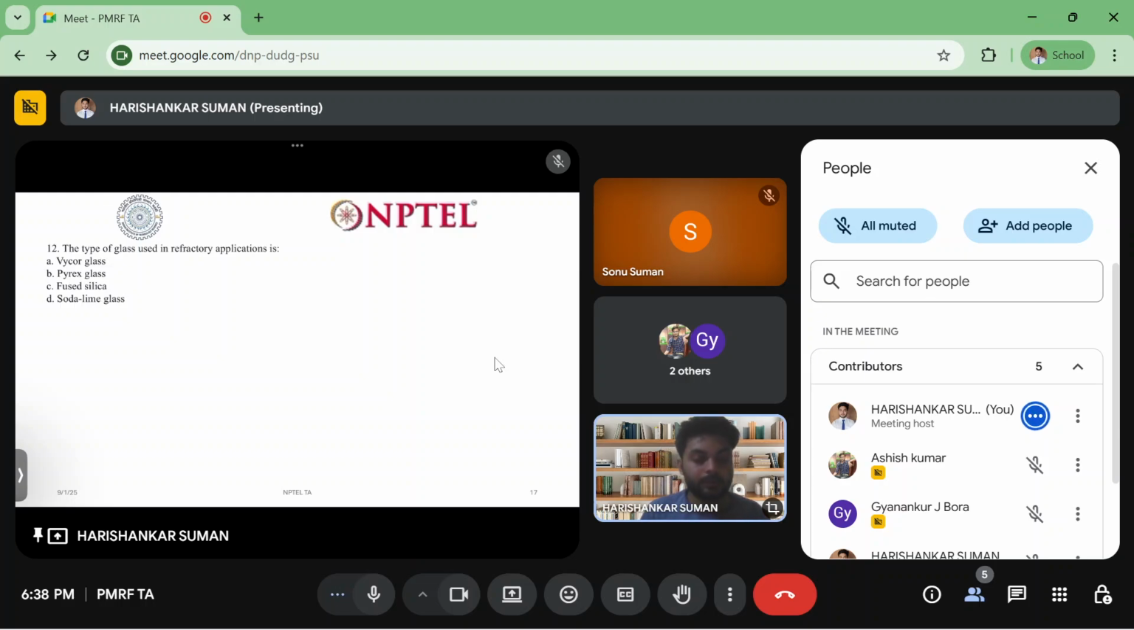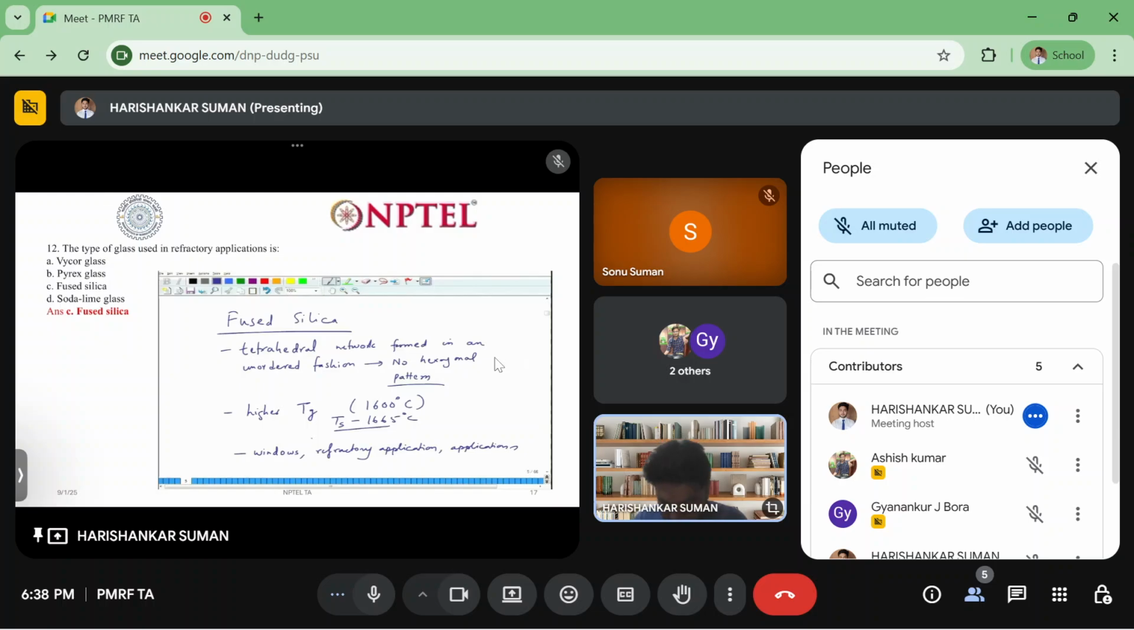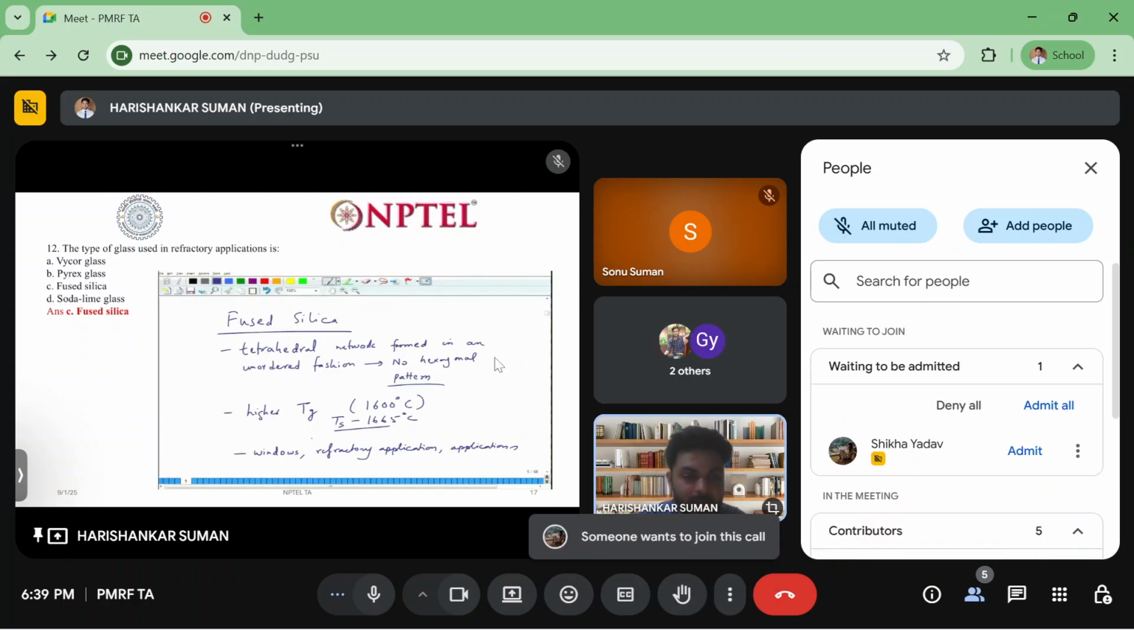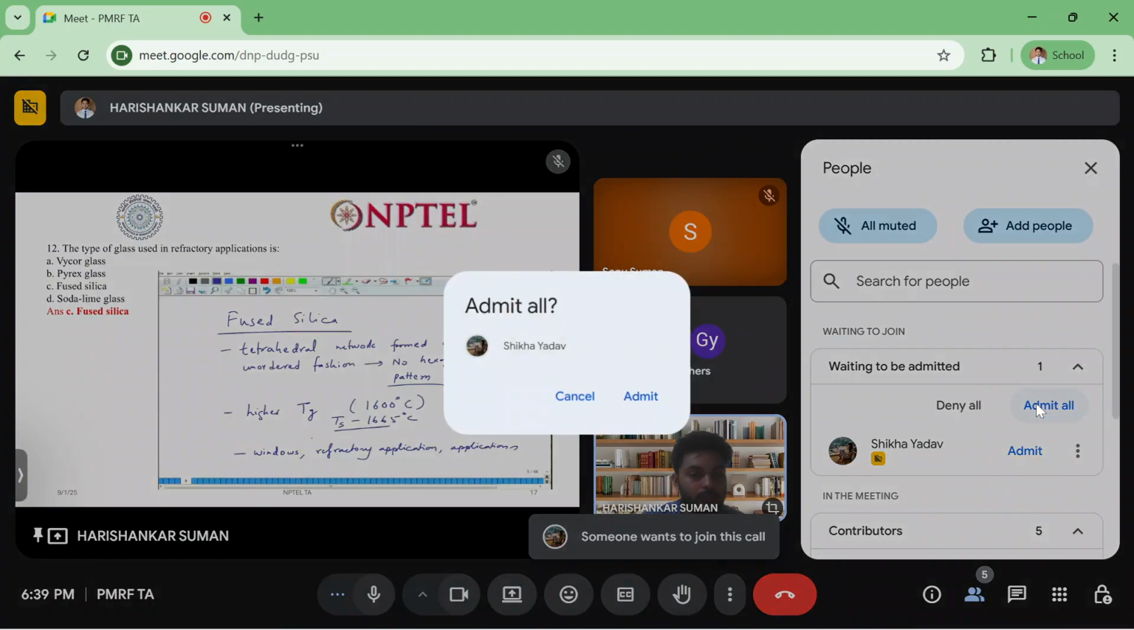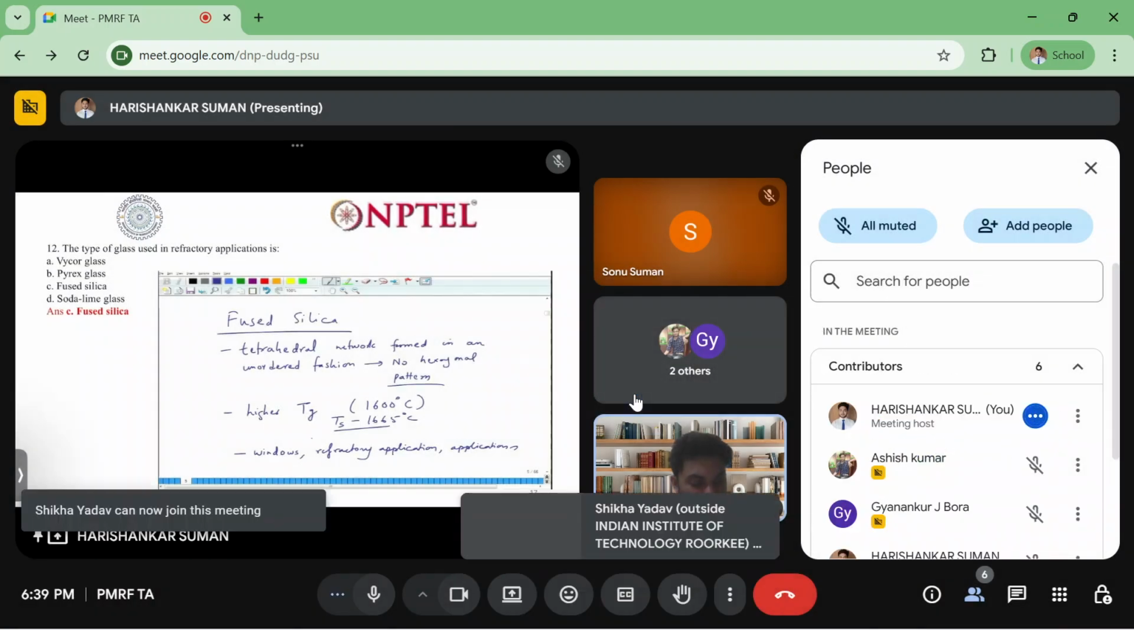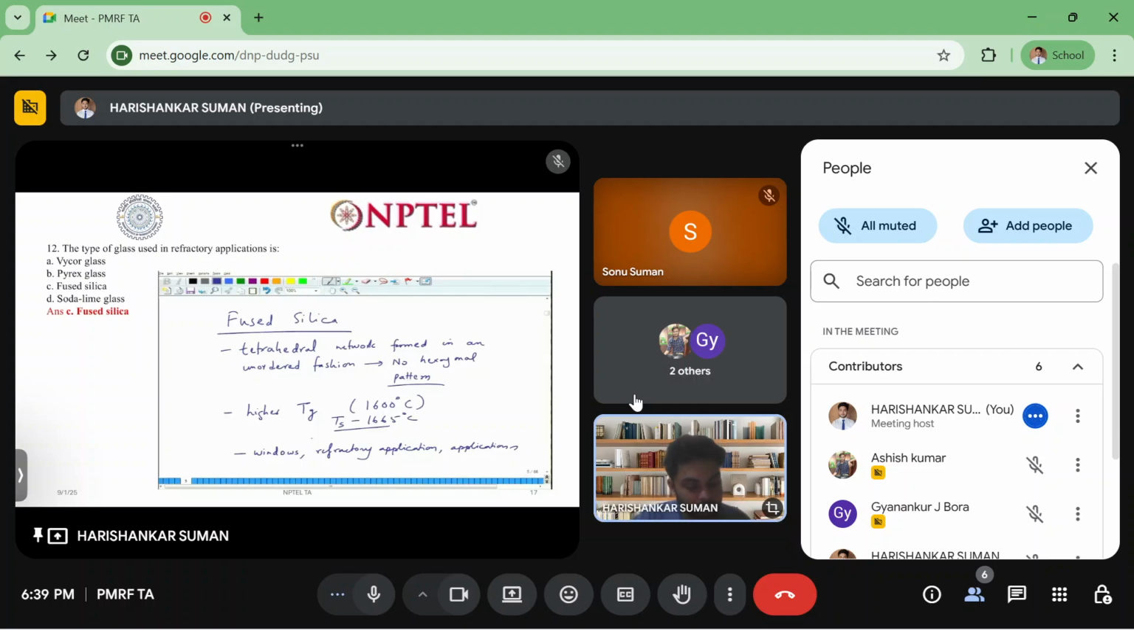So let me show you the answer. The answer will be fused silica. From the lecture, we can see what was discussed: fused silica has a structural tetrahedral network, and this shows high temperature resistance. Why is it used? Because of the high temperature window, filter, and applications. Okay, so please remember fused silica.